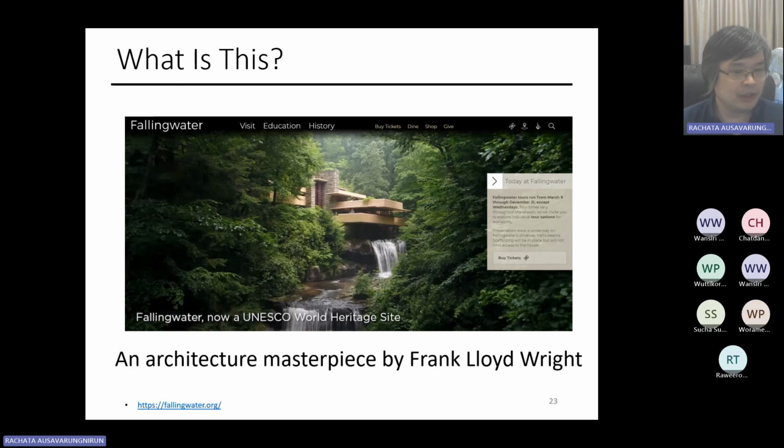So if you study architecture, you will have heard both of the names, I.M. Pei and Frank Lloyd Wright. They were prominent architects in their time who designed a lot of buildings all over the world, to be honest. And as you can see here, it does serve a purpose as well, right?